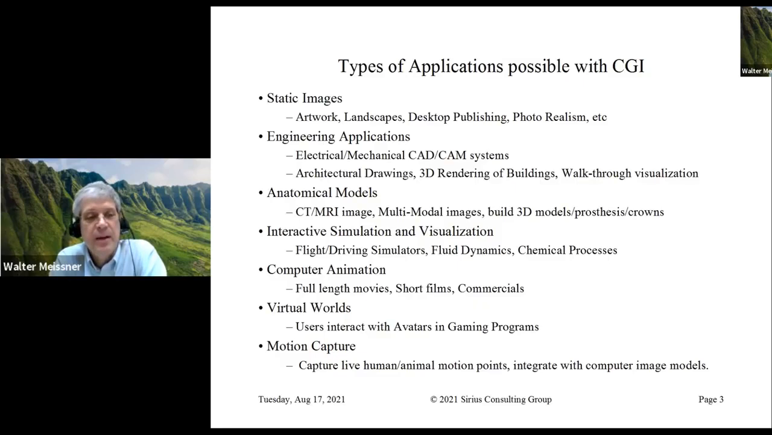There are other applications like virtual worlds. Users interact with avatars and gaming programs. And these are home computers with overclocked CPUs and souped-up graphic boards. And their computations are very similar to interactive simulators. The last is motion capture. This is to capture live human and animal motion points and integrate that with computer models. And this helps understand the physics of biological motion and also speeds up the data points for computer modeling.